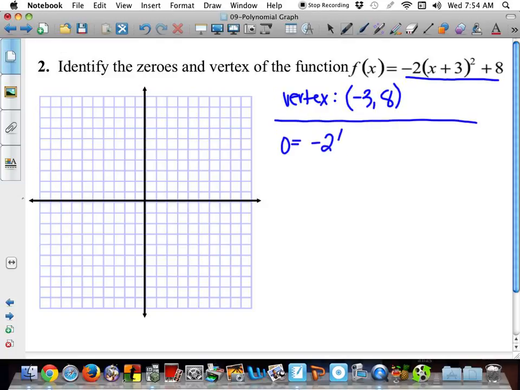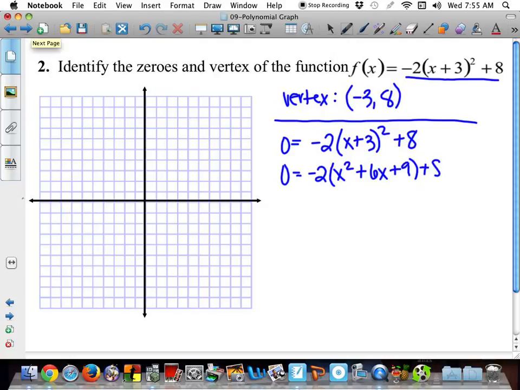Zeros equal to -2 times x plus 3 quantity squared. Again, we had practice with this from our previous information. Over here, x plus 3 quantity squared, remember this is your perfect square trinomial. We get x squared, 3 times 2 is 6x, 3 squared is 9, plus 8. To keep solving for this, I'm going to use completing the square. Before I get to completing the square, I'm going to move my 8 to the other side, so I'm going to subtract 8 from both sides.